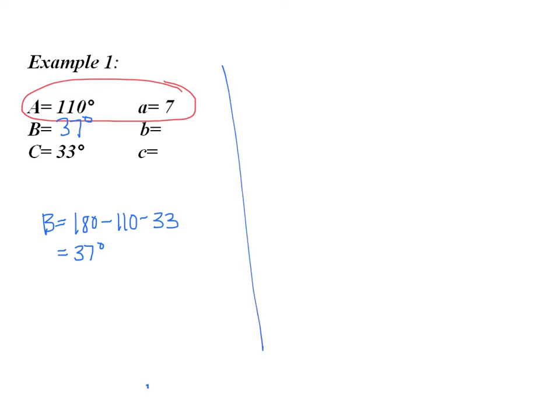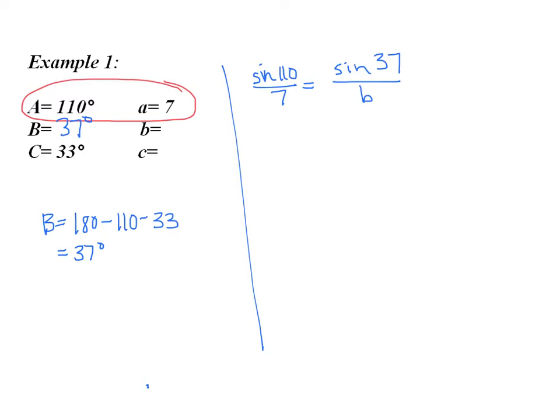Now I can go ahead and find little b and little c. It does not matter which one you solve for first. In this case, I'm going to solve for little b first. So you're going to set up your proportion: the sine of 110 over 7 equals the sine, since I'm solving for b, that means I need to use angle B, so 37 over little b.